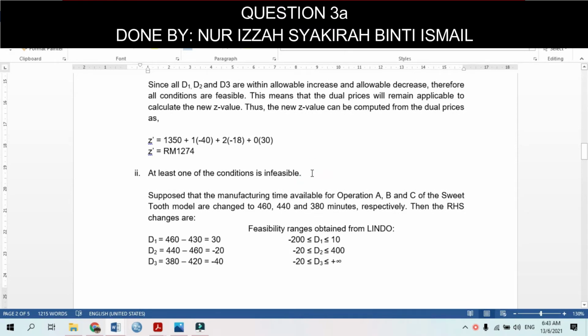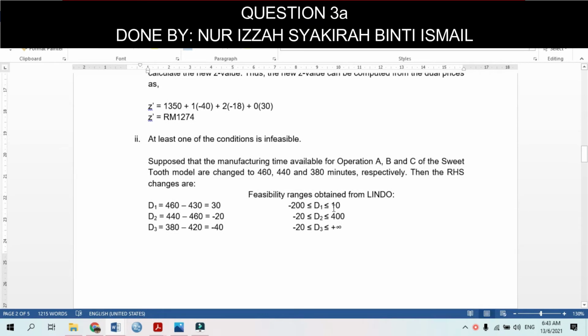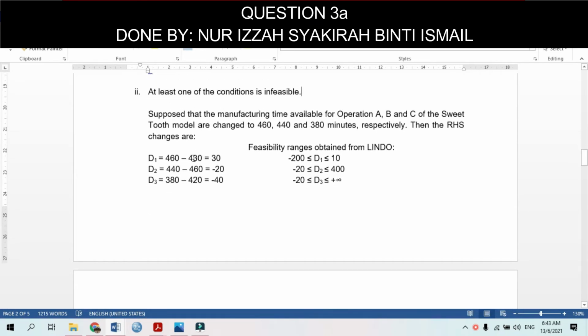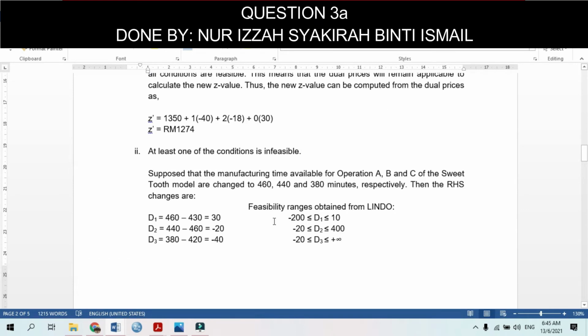Next situation is at least one of the conditions is infeasible. Suppose that the manufacturing time available for operation A, B, and C of the sweet tooth model are changed to 460, 440, and 380 minutes respectively, meaning that the right-hand side of the first constraint is changed from 430 to 460, the right-hand side of the second constraint is changed from 460 to 440, and the right-hand side of the third constraint is changed from 420 to 380. And we determine the differences, which we get D1 equal to 30, D2 equal to negative 20, and D3 equal to negative 40. The same as the previous situation, the feasibility ranges can be obtained from the Lindo.